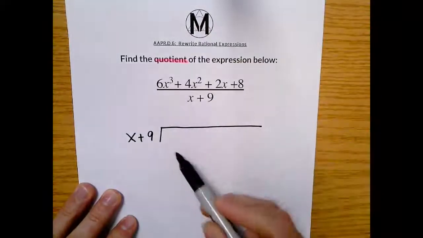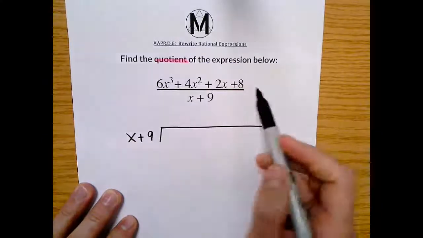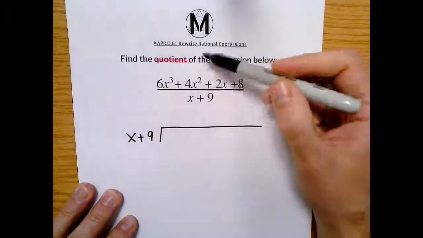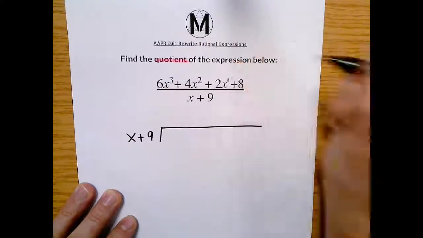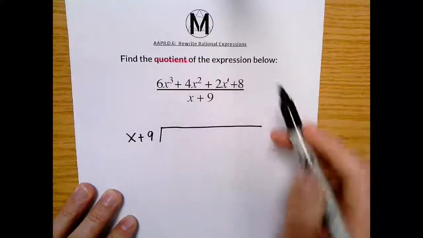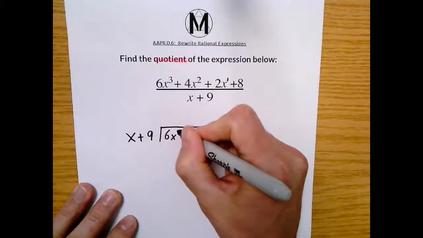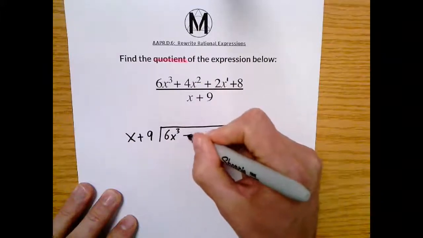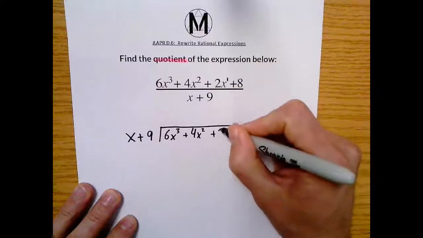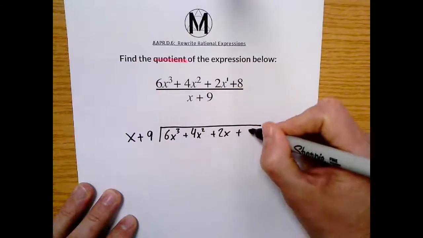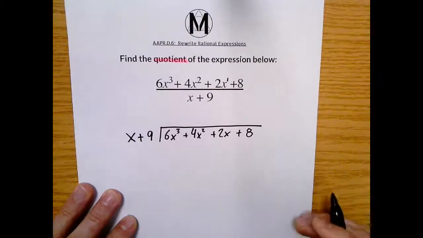And before you write down this numerator, it is smart to check the degrees of your variables and make sure there's no gaps. You can see it goes 3, 2, 1. If you want, you can imagine there's a 1 there, and then 0. So there's no gaps, so we can just write these out as they are. So I'm just going to quickly fill in here: 6x cubed plus 4x squared plus 2x plus 8. Good. So now we are set up and we can go ahead and get started.